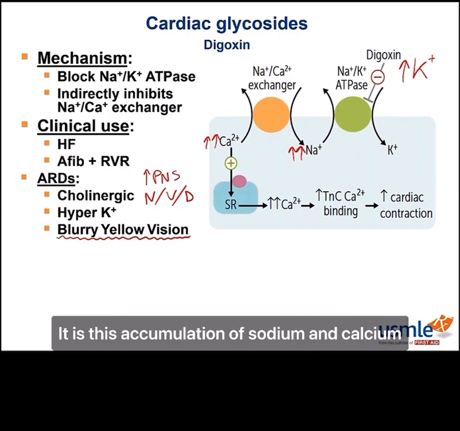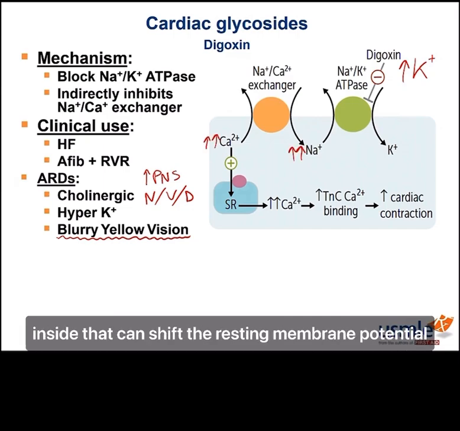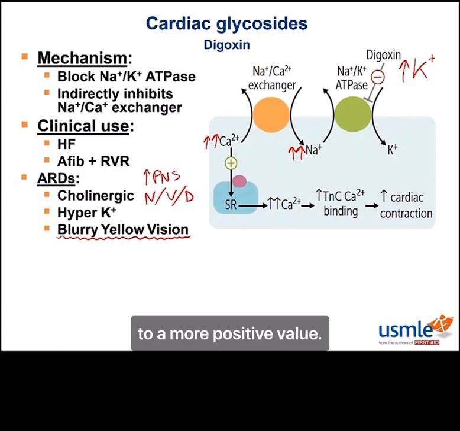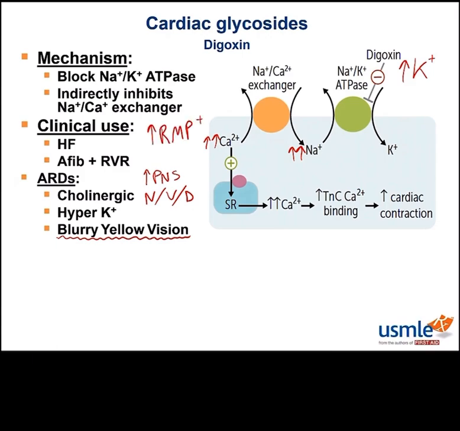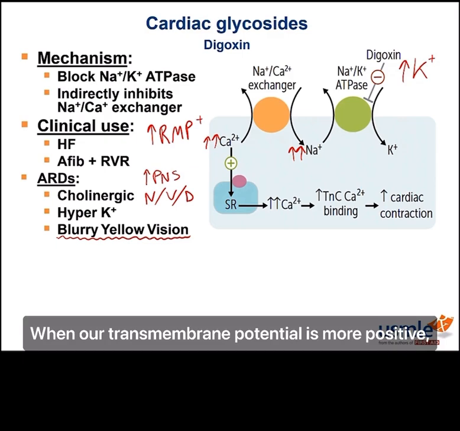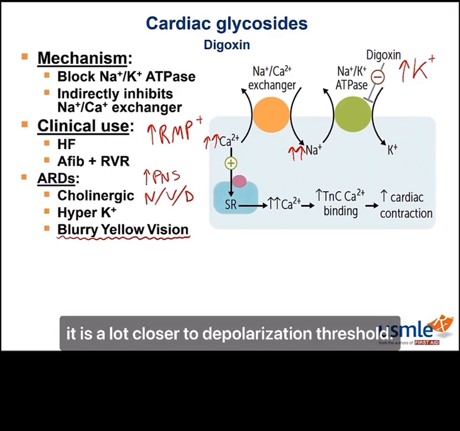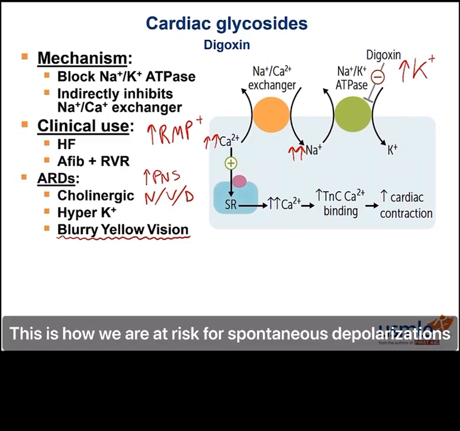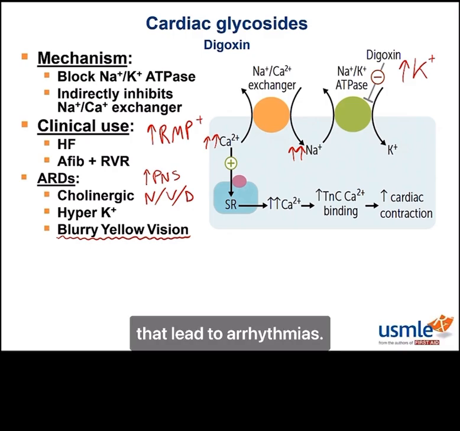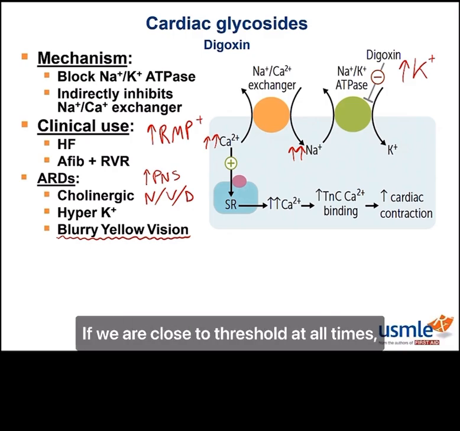It is this accumulation of sodium and calcium inside that can shift the resting membrane potential to a more positive value. When our transmembrane potential is more positive, it is a lot closer to depolarization threshold. This is how we are at risk for spontaneous depolarizations that lead to arrhythmias. If we are close to threshold at all times, firing early is a definite possibility.